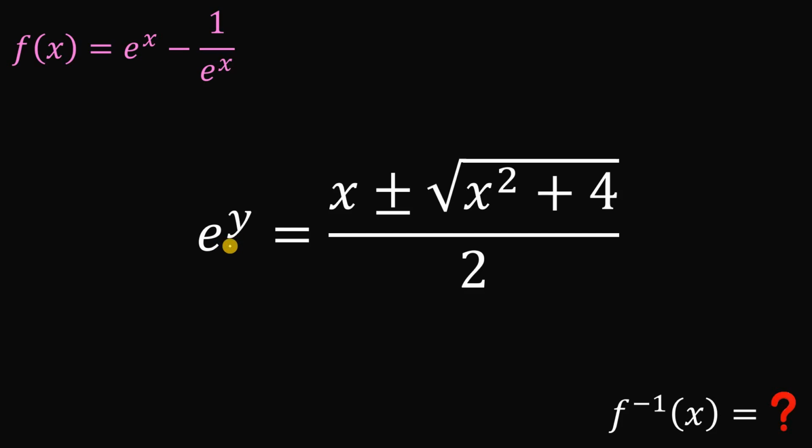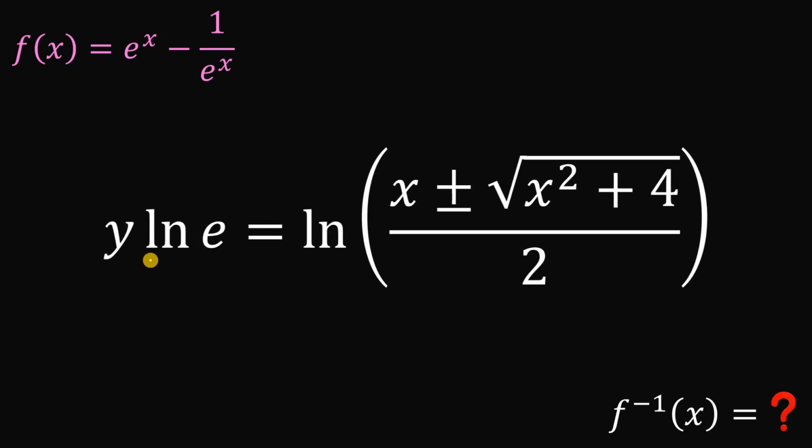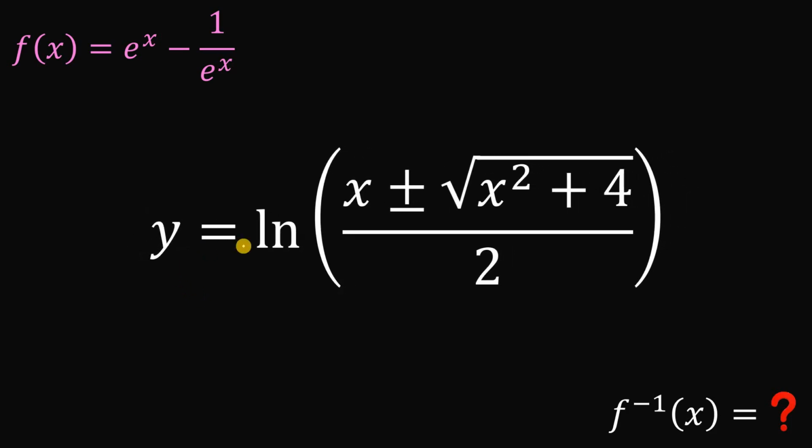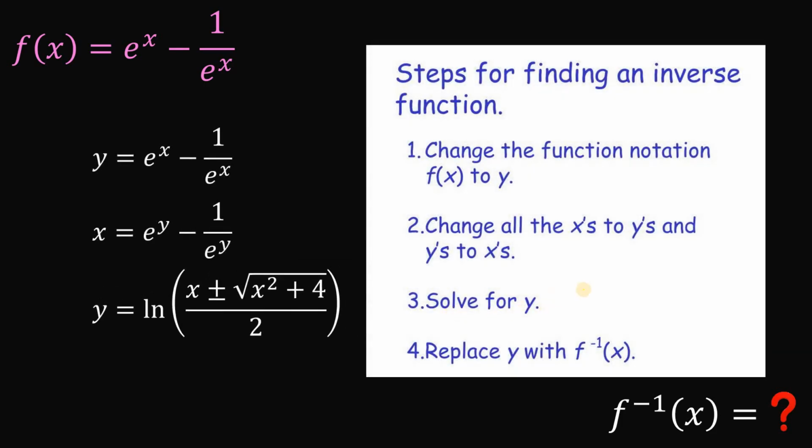Now, to find the value of y, let's take the natural log on both sides. Now, using some properties of natural log, we can put this exponent of e in the front like this. And take note, ln of e simply equals 1. And there you have it. y equals ln of x plus or minus square root of x squared plus 4 all over 2. This is the third step, which is we solve for y in terms of x.